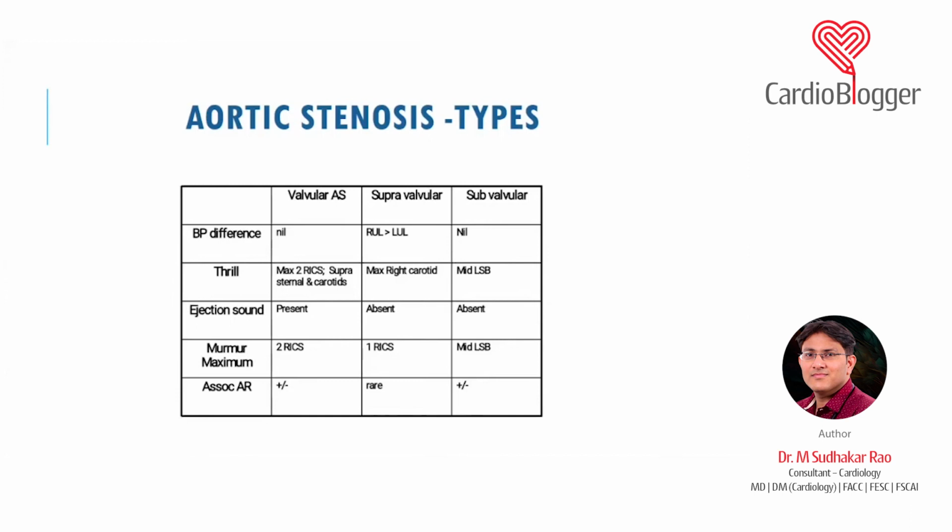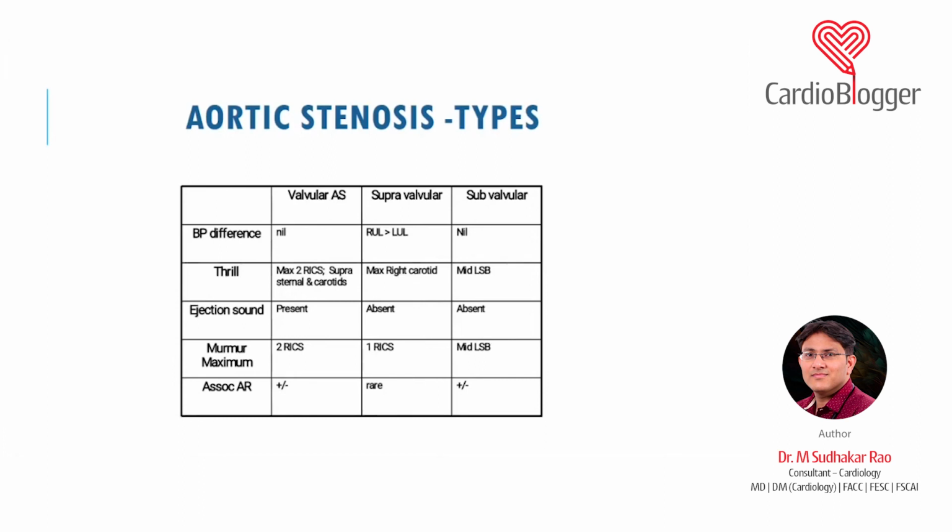Most of you would have heard of the Coanda effect. The right upper limb BP is more than the left upper limb BP. You do not get this in patients with valvular and subvalvular AS. A thrill is usually typical of valvular AS, but you may still get a thrill in the others. A thrill localizes the murmur, so the best thrill you get is in valvular AS. The ejection sound again localizes to the valve, and the ejection click is present only in valvular aortic stenosis.